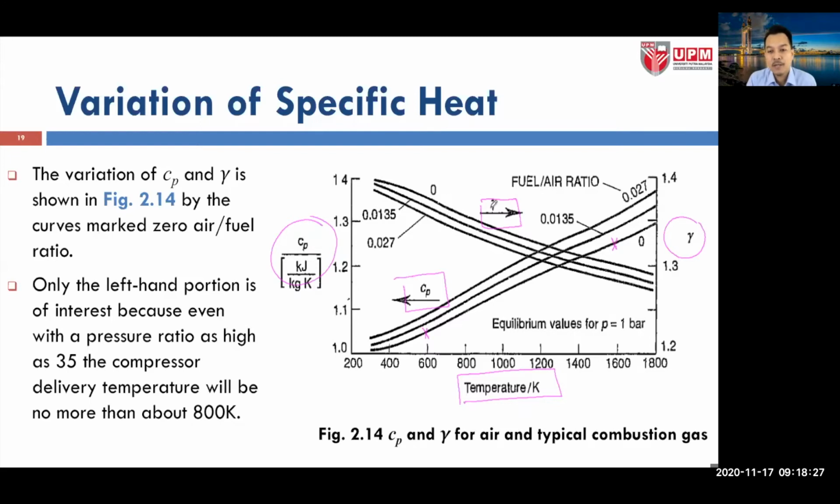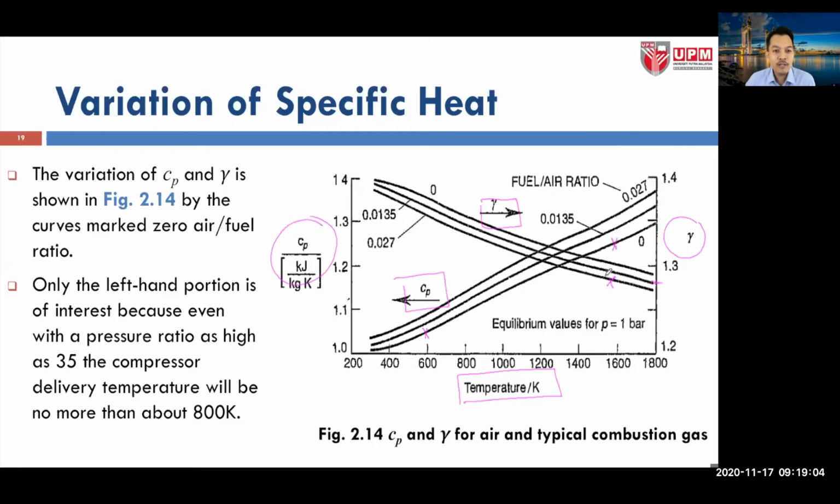Whereas for the specific heat ratio, gamma, if we have the same condition, the same condition for 1600 degrees Kelvin, you have roughly, let's say we pick one point there, a specific heat ratio of nearly 1.25. So it depends on what gases you use, and whether it is air or an exhaust product.